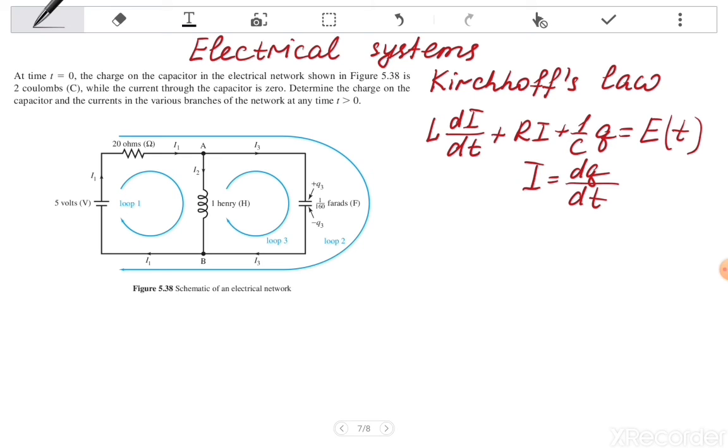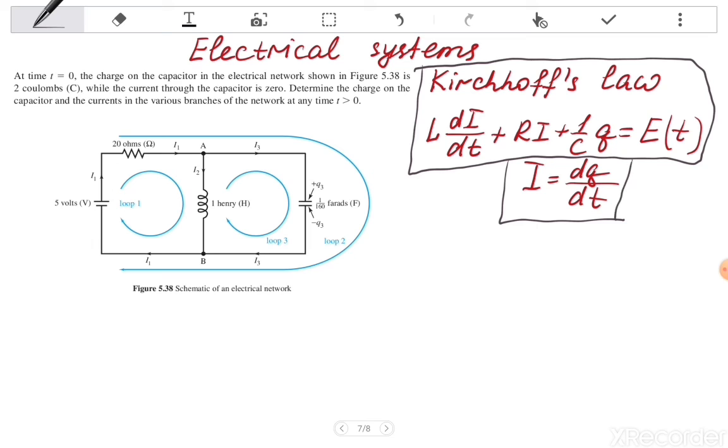To solve such problems, we'll use first of all Kirchhoff's law, and also the knowledge that the current is in fact the derivative of charge with respect to t on the capacitor. In this particular problem, we're given this electrical circuit, and we need to find the currents in the various branches of this circuit.